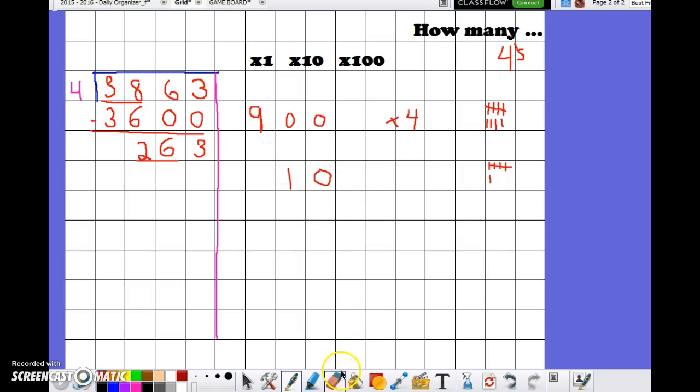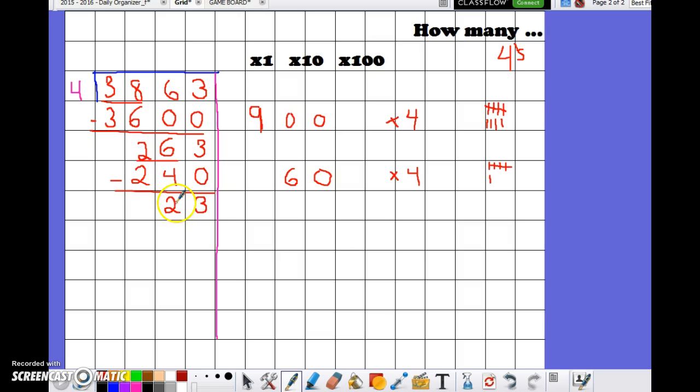So I change this one. There's not just one 4 that can fit inside 263, but there are actually 6 4s. And I know that's true because when I multiply 60 by 4, 6, 12, 18, 24, and then I add my 0, I'm going to be good to go. I'm ready to subtract. 3 minus 0 is 3. 6 minus 4 is 2.